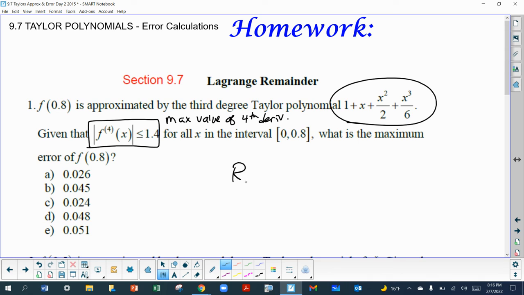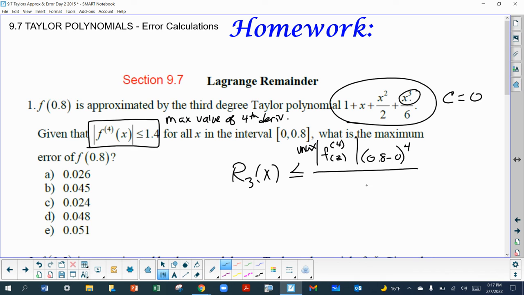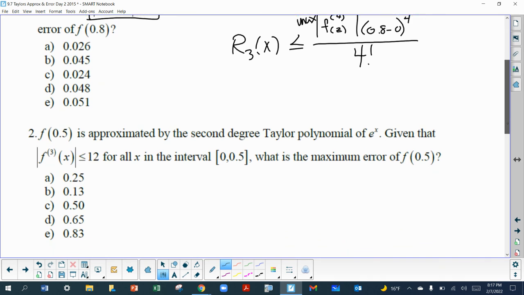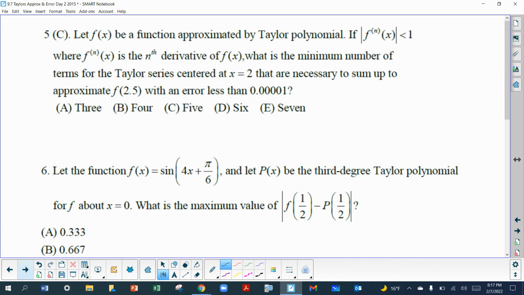So they're telling us what to use when we go into our remainder. Remember, this is a third degree polynomial, isn't it? Third degree remainder, fourth derivative then of z. And we want to maximize that. And then it would be x minus c. So my x is 0.8. My c value, I can tell c is equal to 0. So it's going to be that raised to the fourth power over 4 factorial. And then just go ahead and calculate that out. What's the max error? I think all of those will be fine.